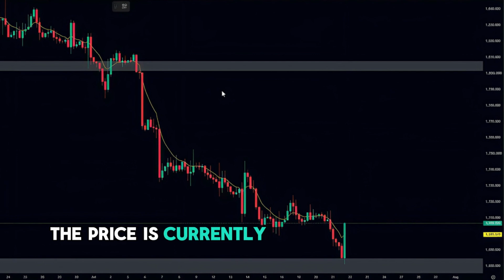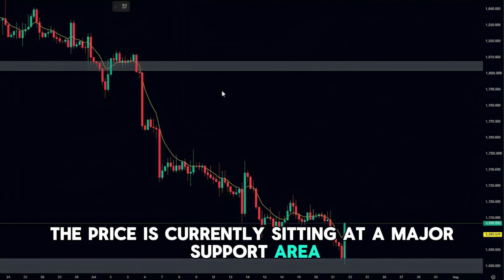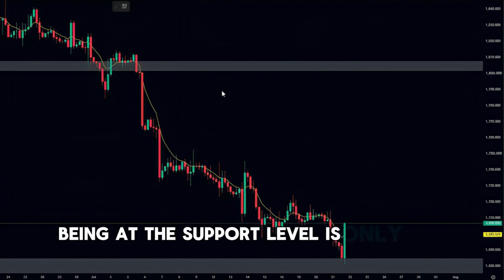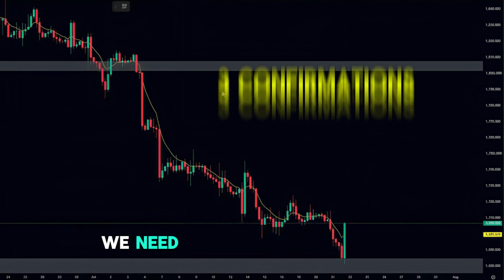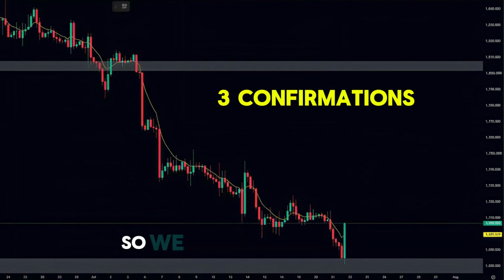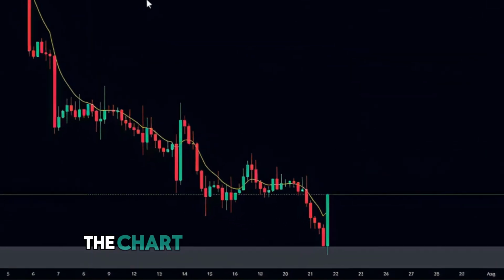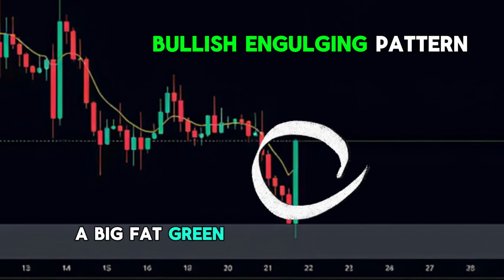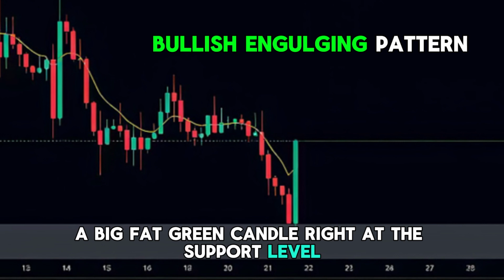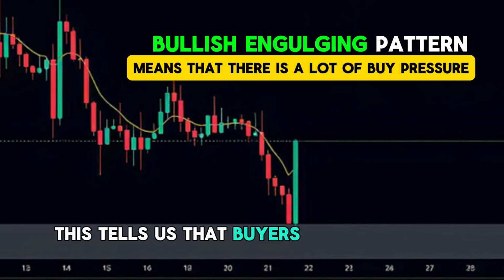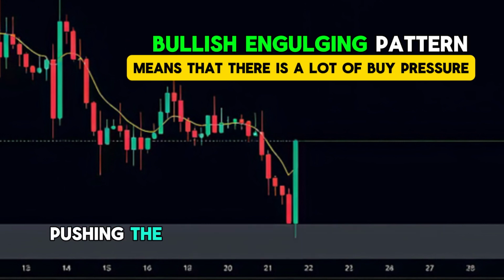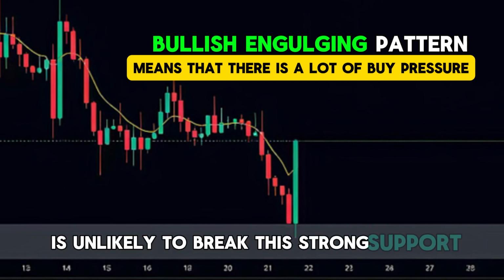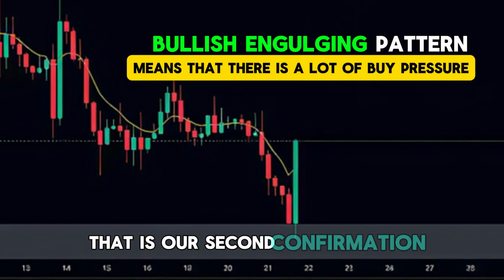The price is currently sitting at a major support area, but we do not jump in blindly. Being at the support level is only one confirmation. We need 3 before we enter, so we wait patiently. Next, the chart prints a massive bullish engulfing candlestick, a big fat green candle right at the support level. This tells us that buyers are swarming the market, pushing the price up, and confirming that the price is unlikely to break this strong support. That is our second confirmation.